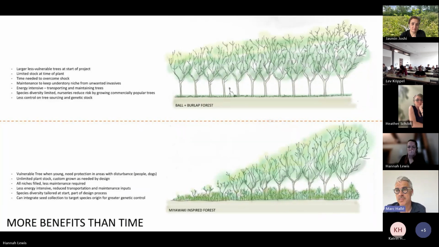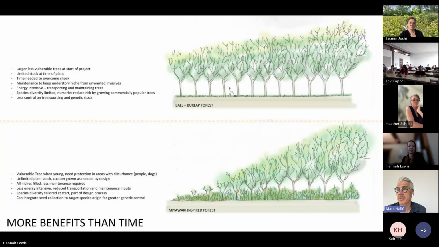Energy intensive, transporting and maintaining trees. Some of these trees come from very, very large distances away. In Canada, we get a lot of trees from Pennsylvania, which is very far away. So that's very energy intensive from transporting them, planting them, and then maintaining them. And then when they fail, which is often the case when you plant ball and burlap trees, you have to replace them.